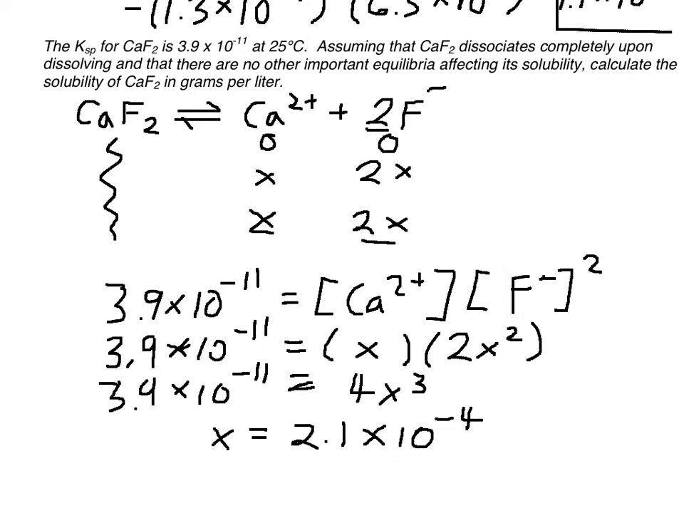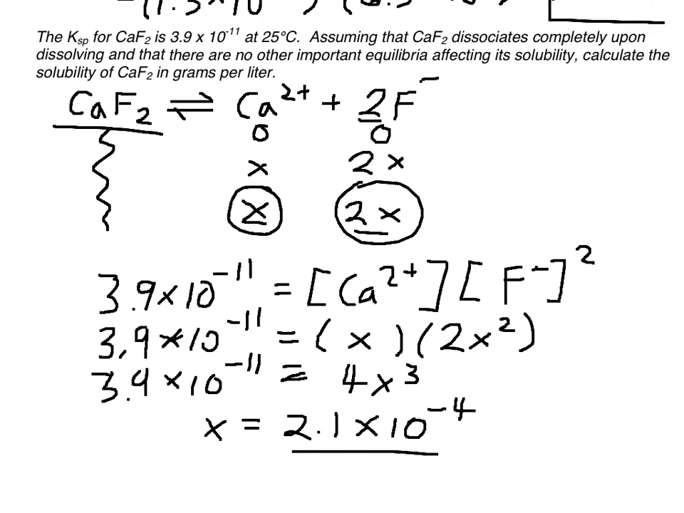Well, this is the amount of the calcium ion that was formed. If I multiplied that by 2, it would be the amount of fluoride ion that was formed in my saturated solution of calcium fluoride. That means that this is also equal to the amount of calcium fluoride that was dissolved. And this is a molarity that we just found, and so that means that this is the moles per liter.